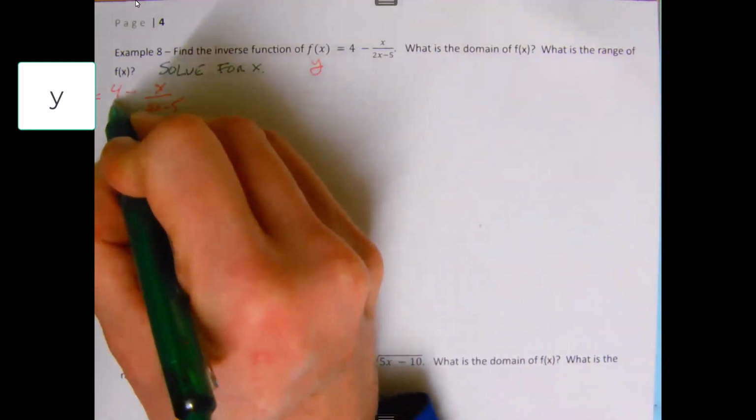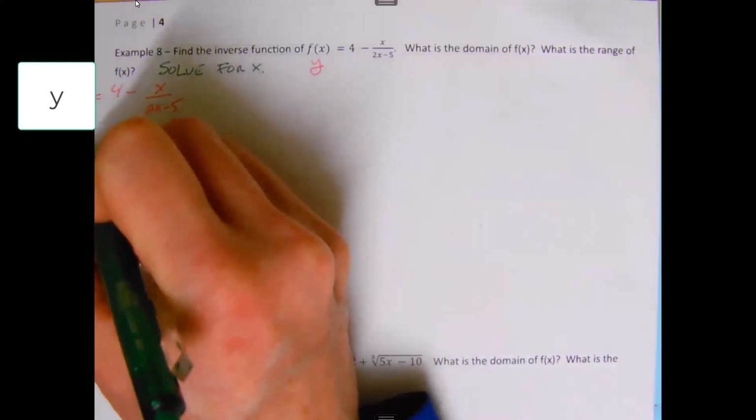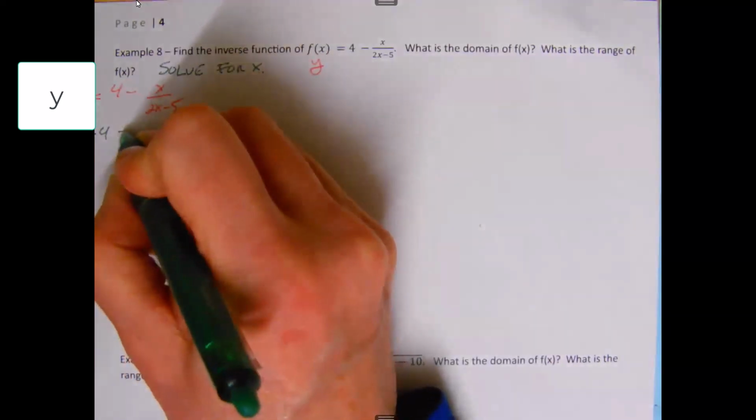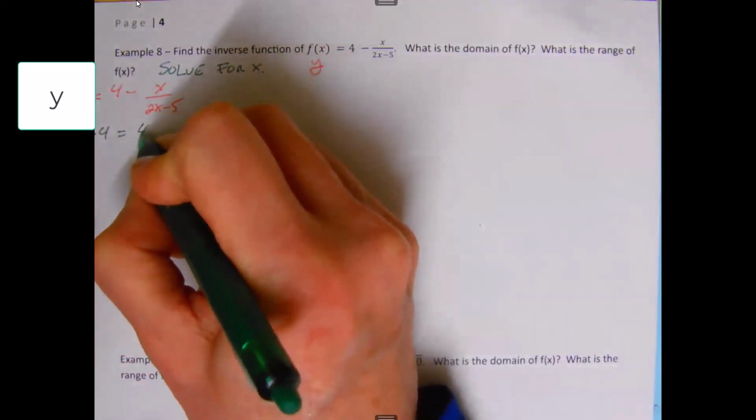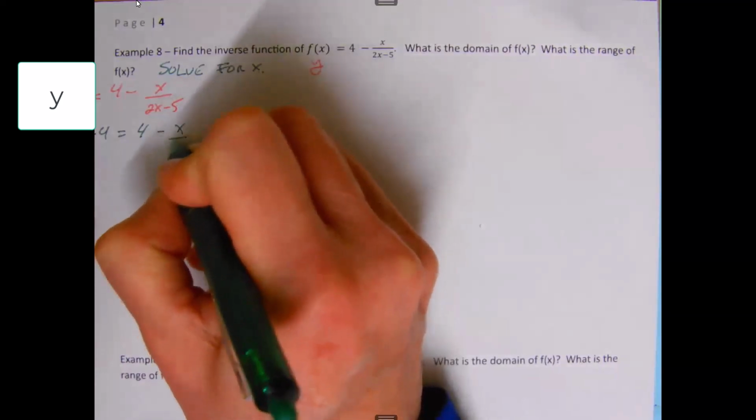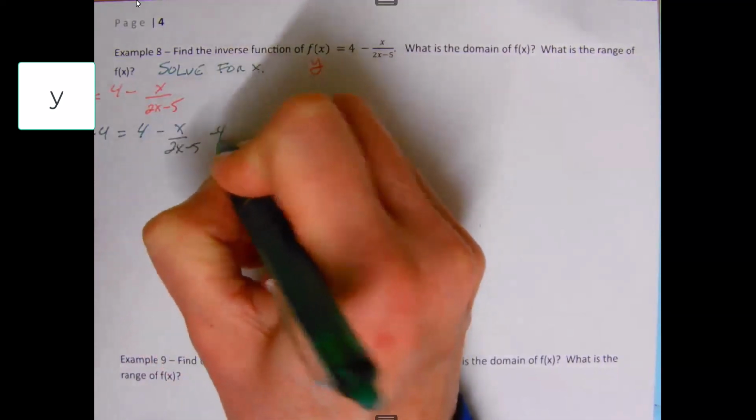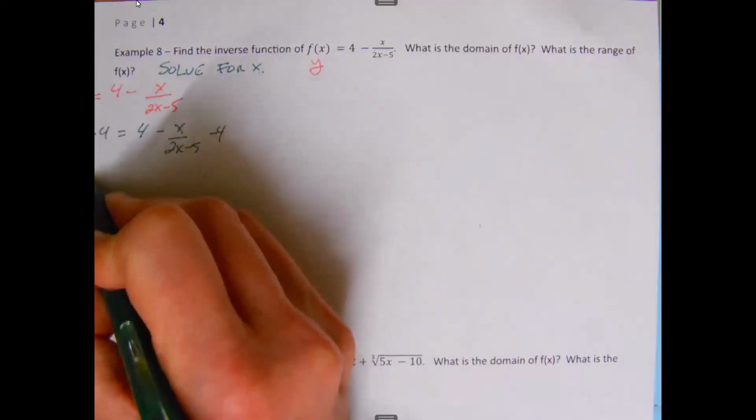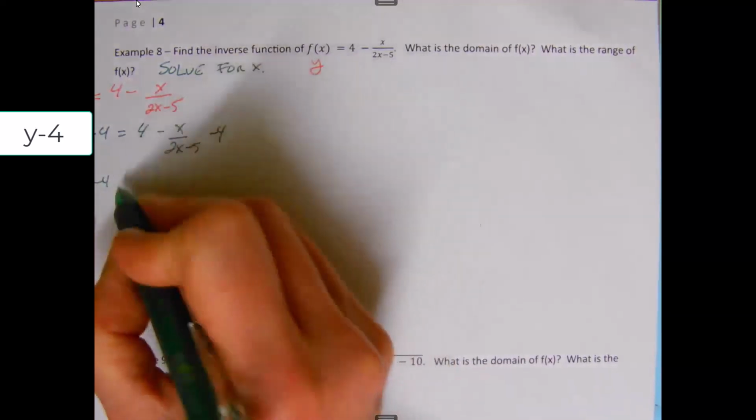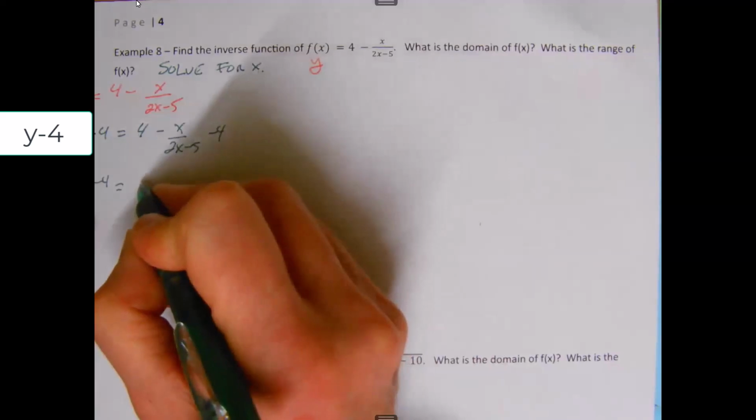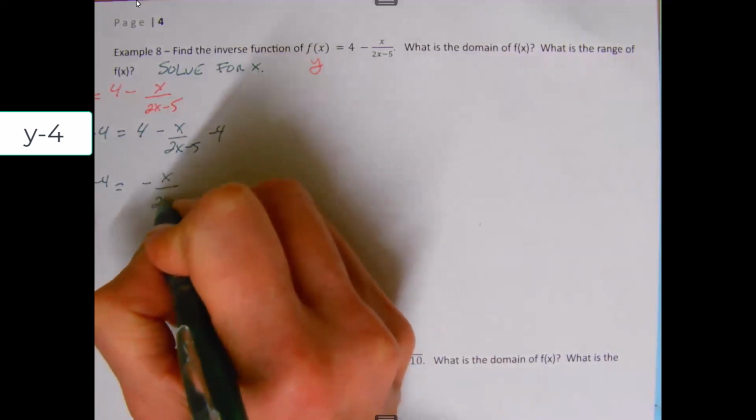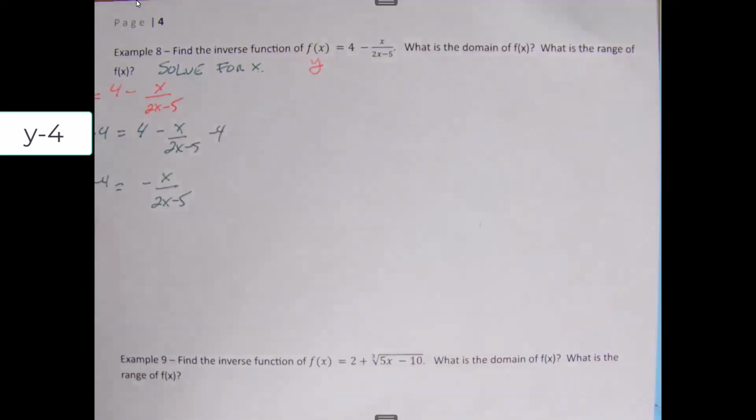So what I'm going to do first is subtract 4 from both sides. And again, I get y minus 4. These subtract. 4 minus 4 is 0. And I get the following.